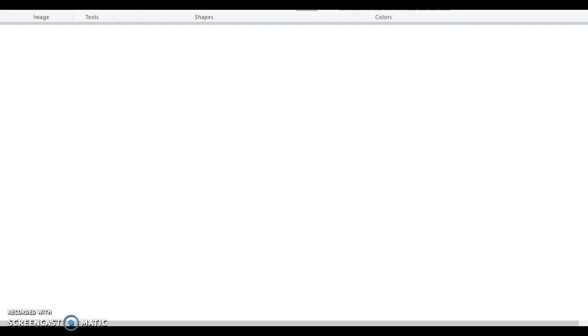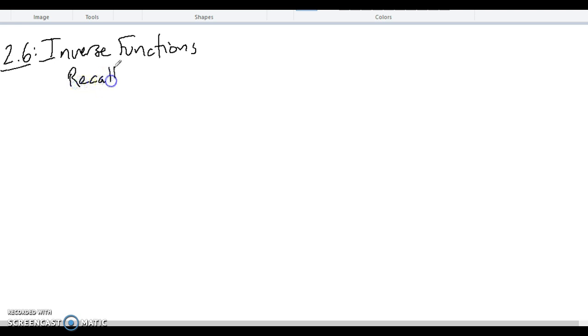And the goal of this is to look at inverse functions, which are from section 2.6 in your textbook. Now, the idea behind inverse functions is we should first recall what a function did.